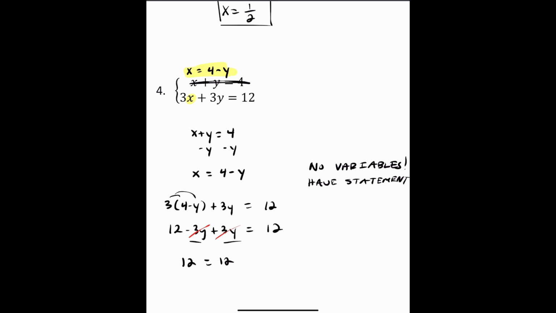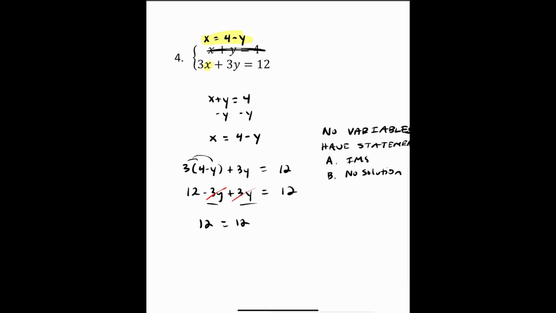So there are two possible answers to this example here. It could be A, IMS, which means infinitely many solutions, or B, no solution. Now, if you remember, if the left-hand side is equal to the right-hand side and the statement is true, then we say that's infinitely many solutions. However, if the left-hand side is not equal to the right-hand side, then we say it's no solution. So, in this case, since we have 12 equals 12 as our statement, it is indeed a true statement.